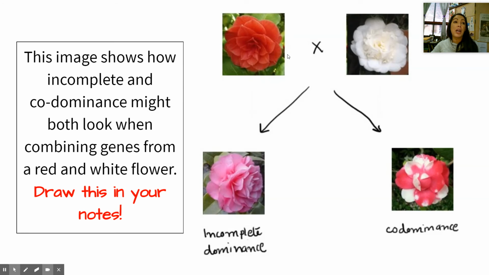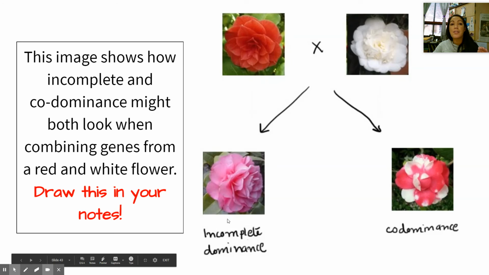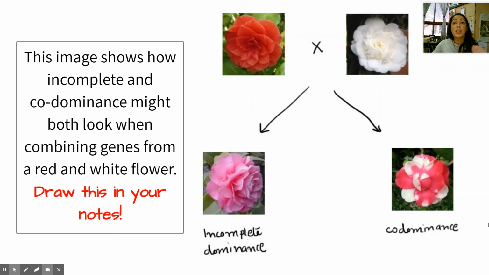This image I really like. This one shows how a red flower and a white flower could cross in two different ways. If it's incomplete dominance, over here on the left, you're going to see red with white making a pink flower. If it's a co-dominant situation, you'll see red with white making a flower that has red and white in it.